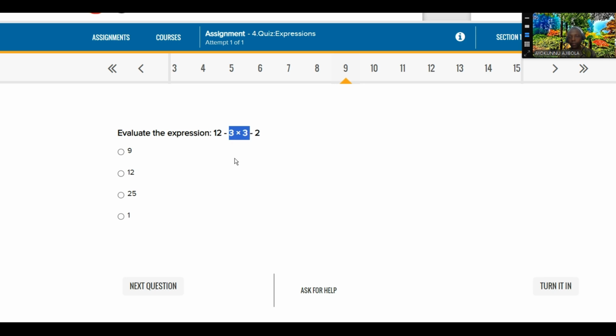So evaluate the expression this. We have to multiply first. That is 9. And 12 minus 9 is what? 3. And 3 minus 2 is 1. Okay.